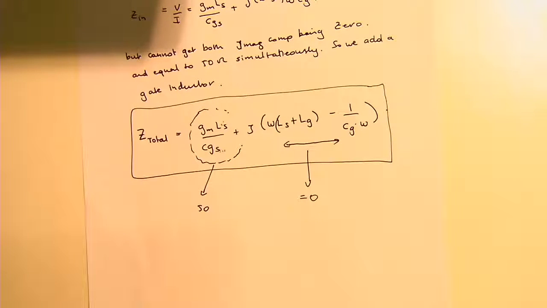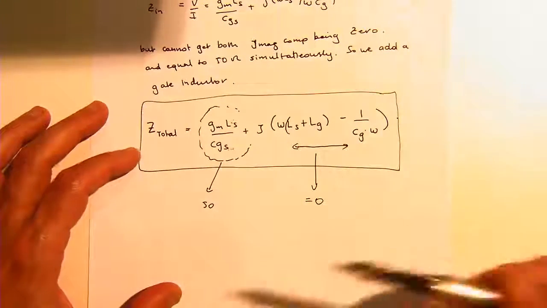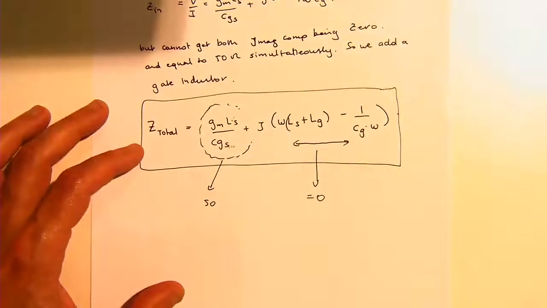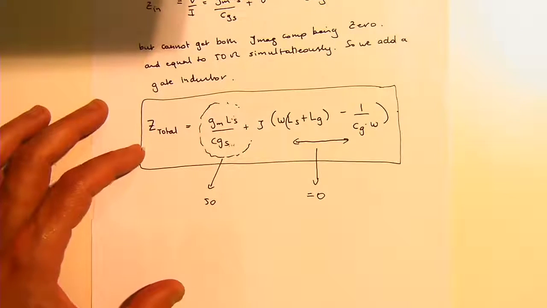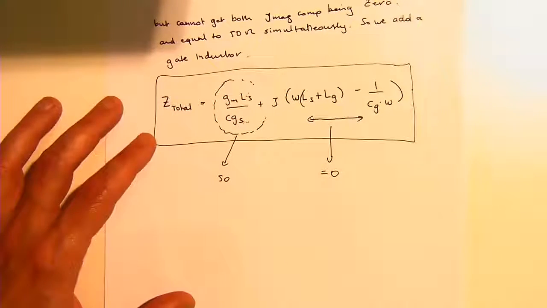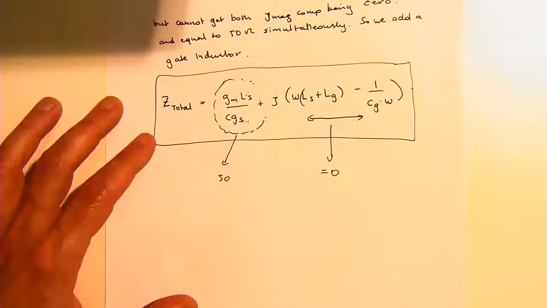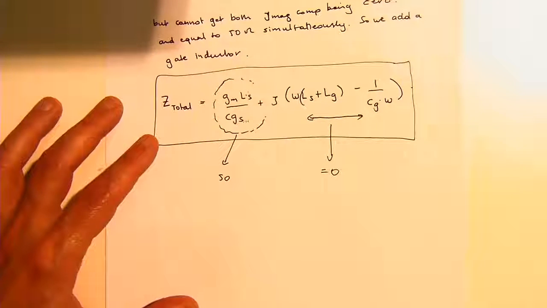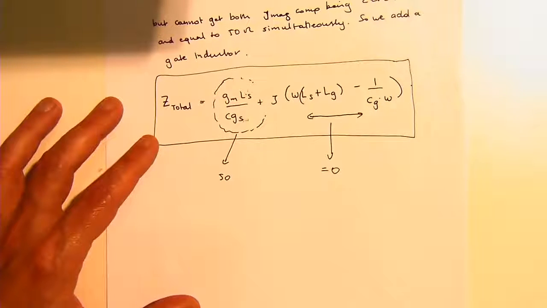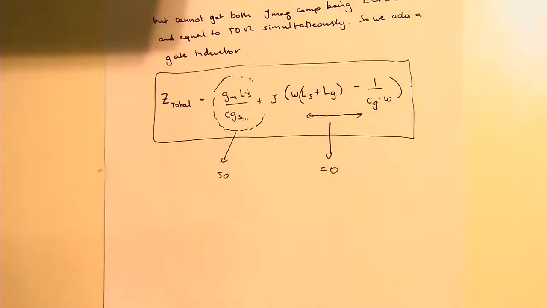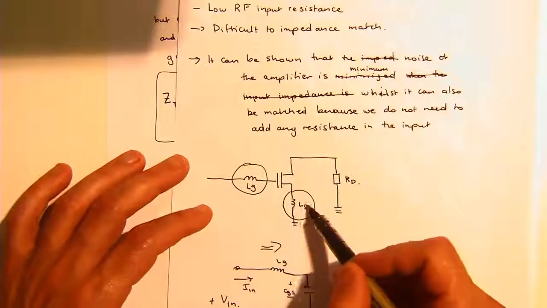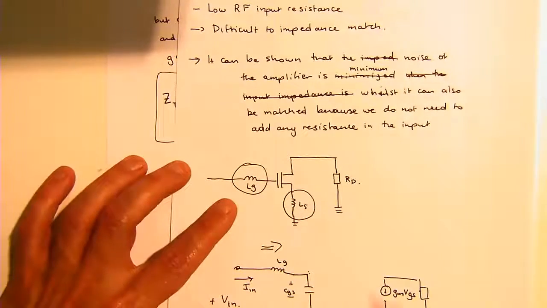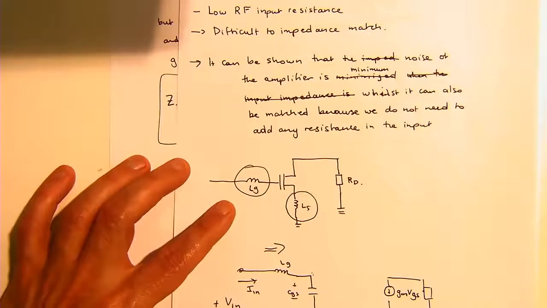What you can actually show is that this source degeneration type approach, when you're designing MOSFETs or MOSFET LNAs, gives you the minimum noise figure. So this is one of the tricks you can use when building MOSFET LNAs. All you do is add the source and gate inductance in order to do this.